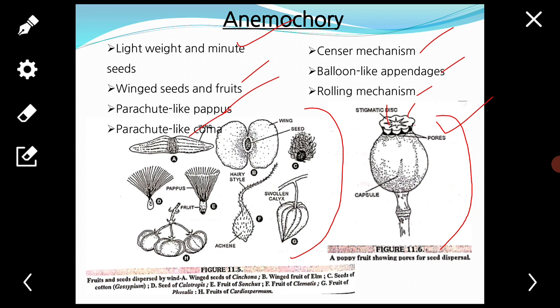Next, rolling mechanism. There are some annual plants, example Amaranthus album, Chenopodium album, Salsola, etc., which dry out after bearing fruits and seeds. These plants completely dry up after bearing fruits and seeds, and they get uprooted with roots by the force of the wind and roll over the ground.